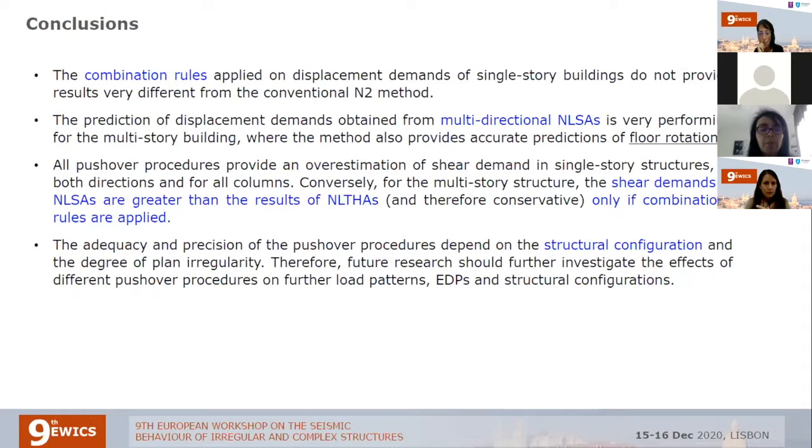So we can say that the pushover procedures in general depend on structural configuration and the degree of plan irregularity. Therefore, future researchers should further investigate the effects of different pushover procedures on further load patterns, EDPs, engineering demand parameters, and structural configurations.